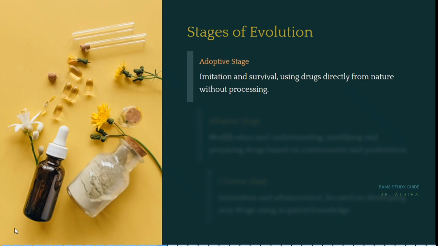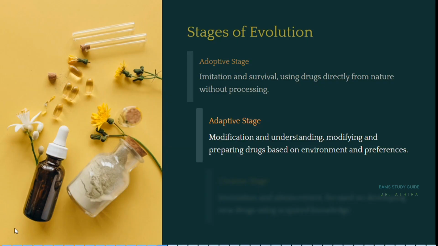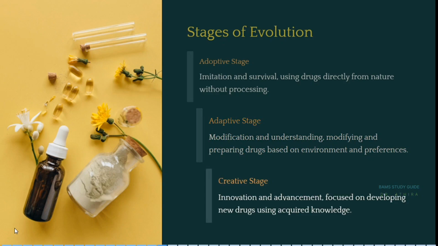In the adoptive stage, early humans used natural substances directly for survival without much processing. In the adaptive stage, they began modifying and preparing drugs based on their environment and needs. And finally, in the creative stage, knowledge was used to innovate and develop new medicines.